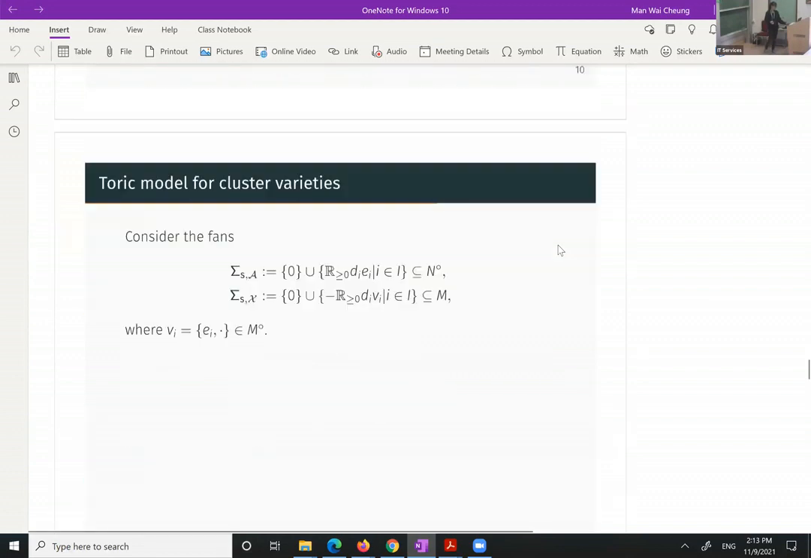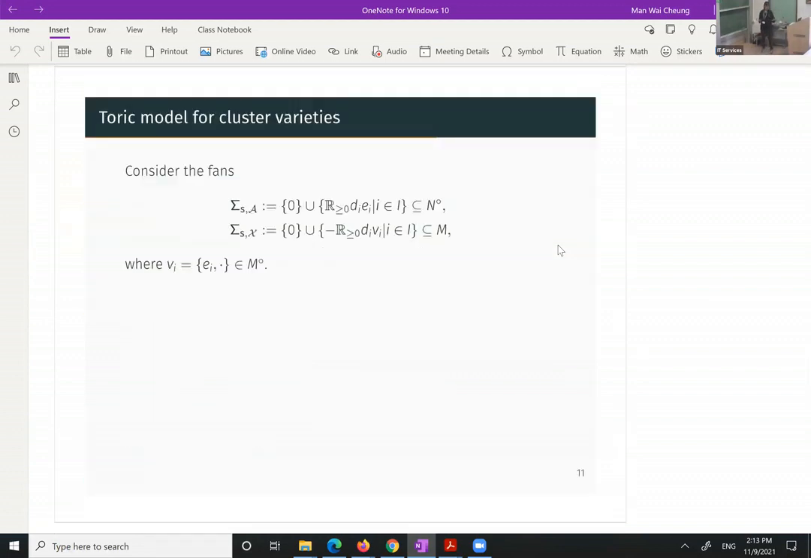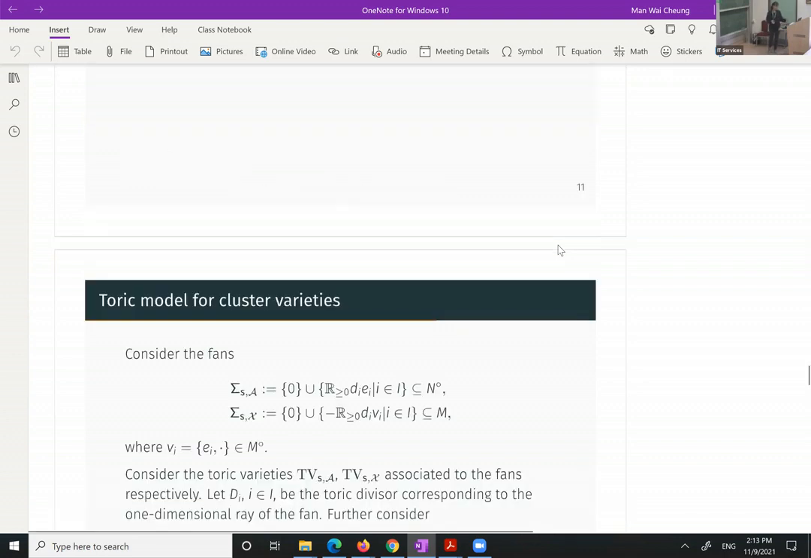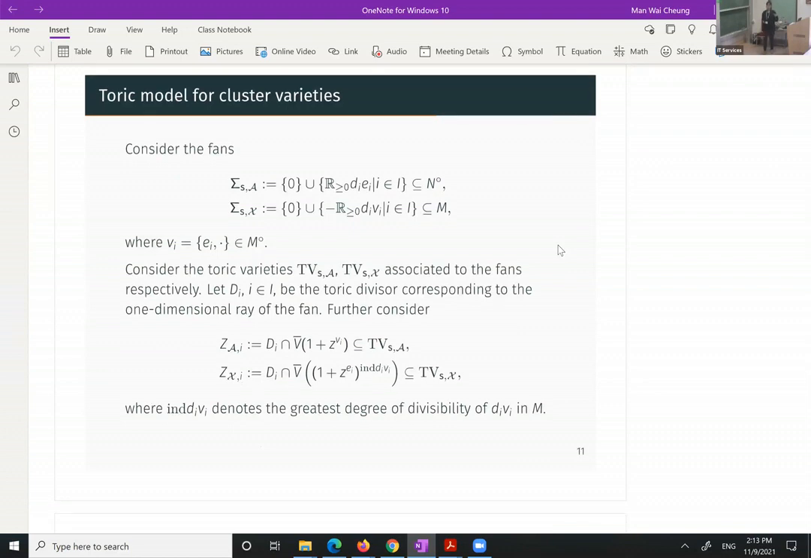So we want to put everything we have said for the cluster variety into what Mark just mentioned, the toric model, or the toric variety. So we want to start with a toric variety. So we look at the fan. The fan for the A case is coming from this d_i e_i. For the X case, it will be spanned by this minus d_i v_i. And then again here, we follow the exact same procedure. It's a bit long here, but it is just the exact procedure from when we were talking about the rough story.